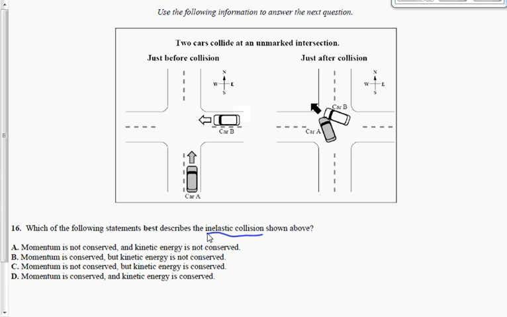Now let's look at our options and see which one best describes inelastic collisions. Momentum is conserved. Kinetic energy is not conserved. Which one best fits with that? We may have to change the wording a little bit, but in the end, which one matches up with that? Kinetic energy is lost. Momentum stays the same. It would be B. Yeah, it'd be B.